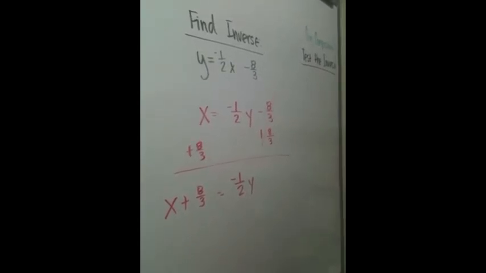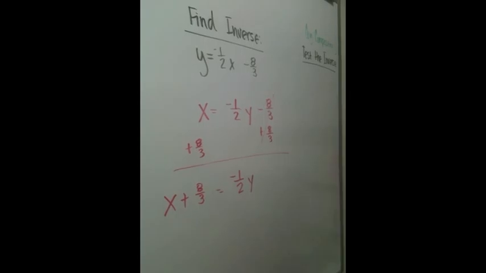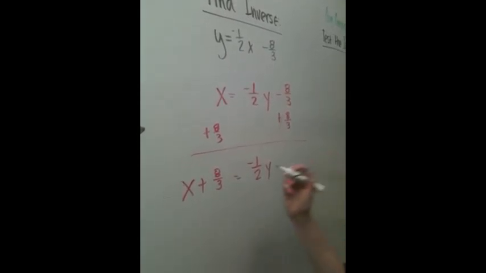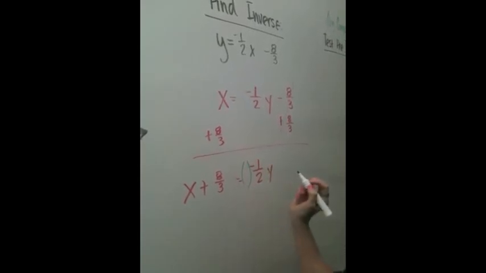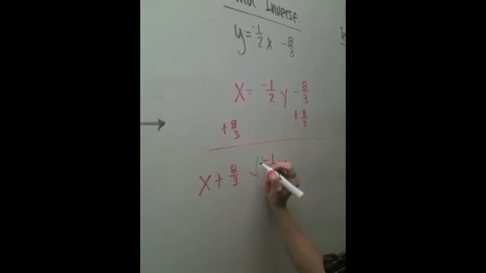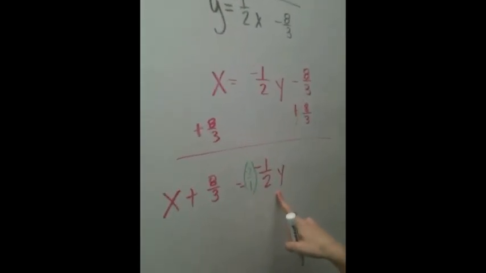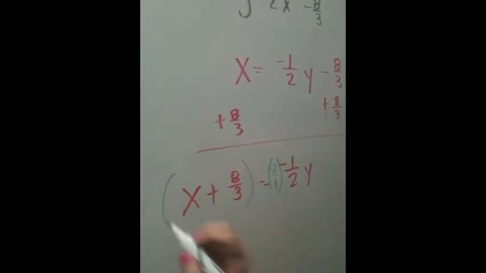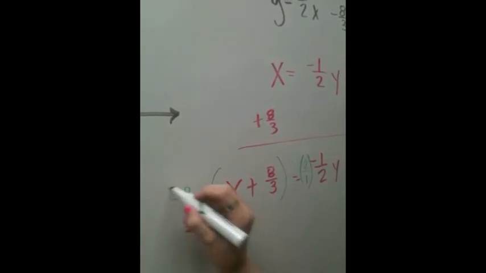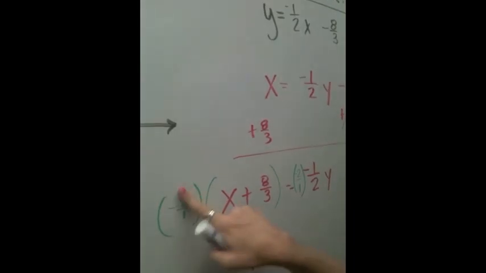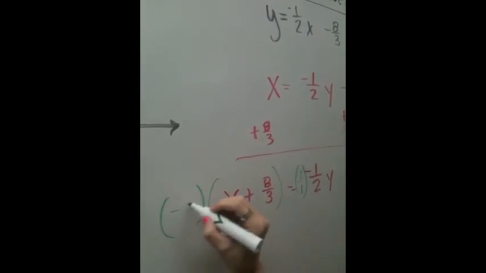Now what do I need to do next? Get rid of the negative 1/2. And how can I do that? Multiply by its reciprocal. So I want this to be a negative 2 over 1 here, which means I need to do that also over here. Negative 2 over 1 is the same thing as what? Negative 2. Just negative 2, so I can just leave that as negative 2.